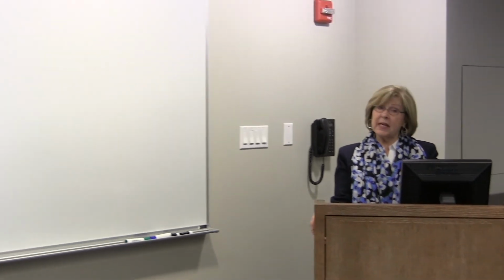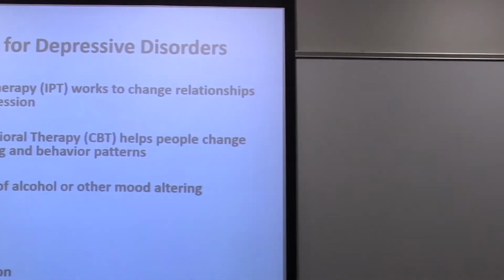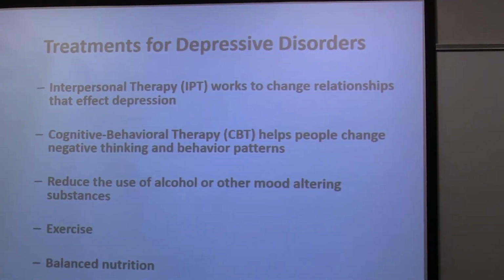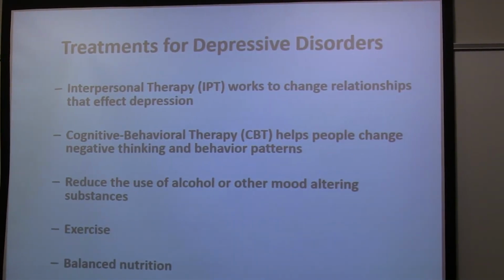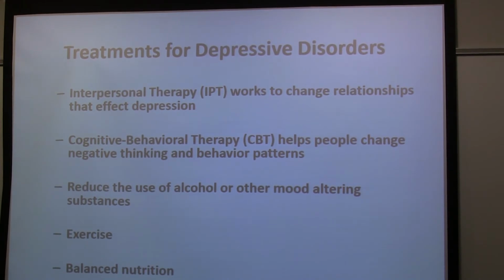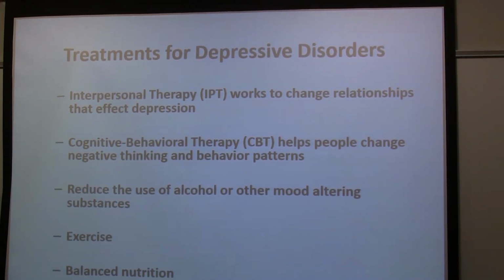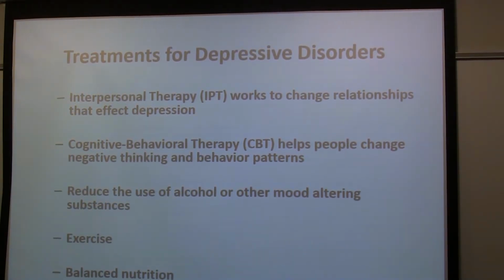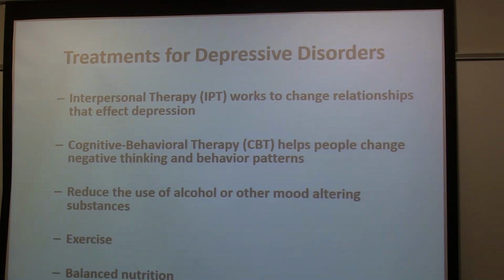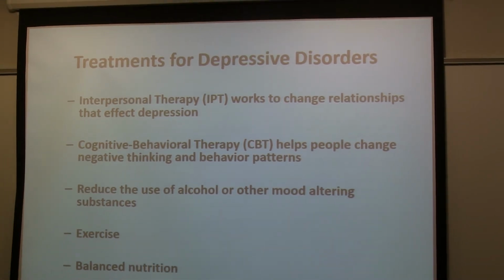Interpersonal therapy, as I said, works to change relationships that affect depression. CBT helps people change negative thinking and behavior patterns. Reducing the use of alcohol or other mood-altering substances, especially central nervous system depressants, can be very important. Alcohol is a central nervous system depressant. If someone is already depressed, they may turn to alcohol for relief, but it can actually compound the problem.